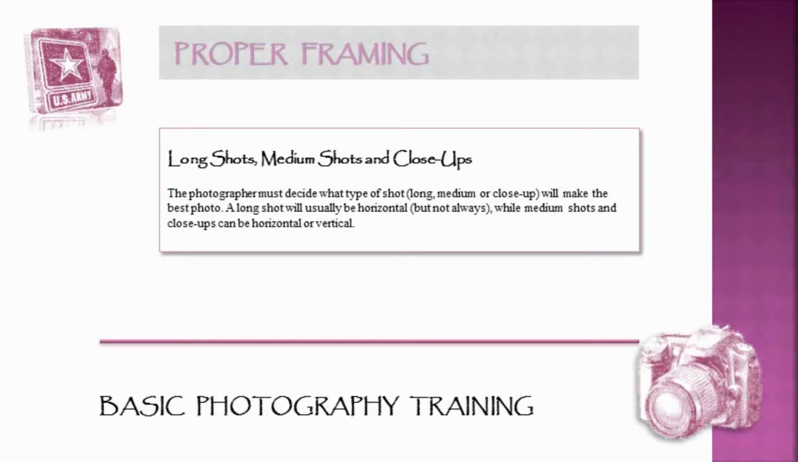The second element in proper framing is selecting the type of shot that will make the best photo. The choices are long, medium, or close-up. As a guide, long shots are used when you're trying to capture a large group of people, medium shots are when there are approximately 1 to 5 people in the photo, and close-ups are effective when wanting to show the emotions of the subject. Let's look at some examples.